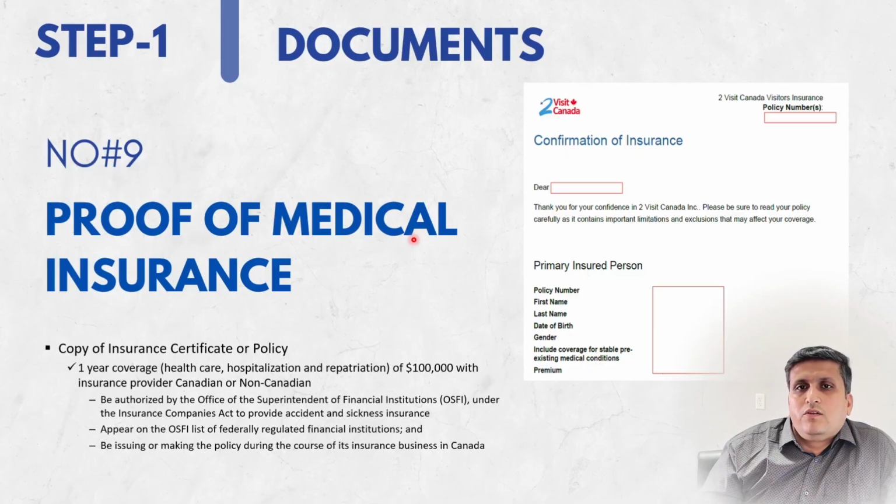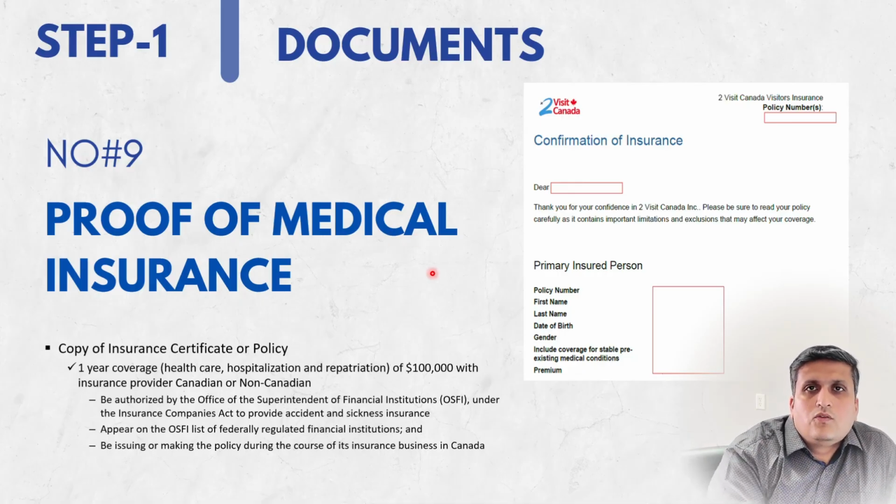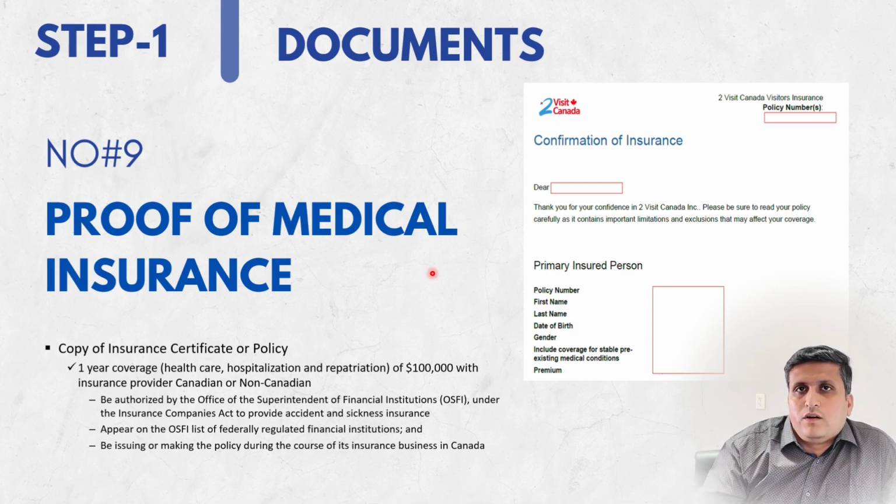So if you are applying in February, you can say the insurance will come into effect in the month of June. If for some reason their travel plans are changed, they are not able to travel in June, you can postpone it as much as you want. So it will only come into effect when they travel to Canada.